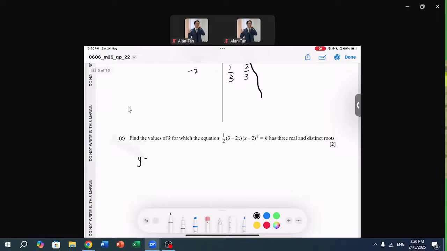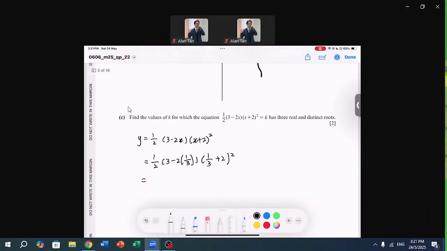So y equals 1 over 2 times (3 minus 2x)(x plus 2) squared. We're going to need to find what y is. So 1 over 2 times (3 minus 2 times 1 over 3)(1 over 3 plus 2) squared. 3 minus 2 times 1 over 3 gives me 7 over 3. And this gives me 7 over 3 squared.